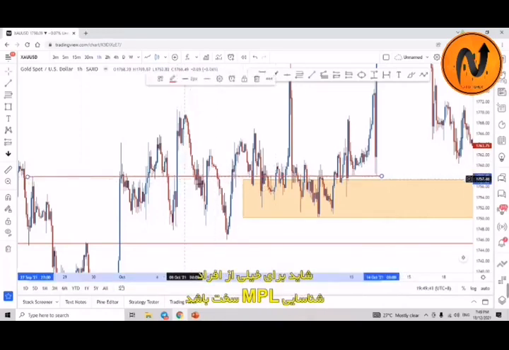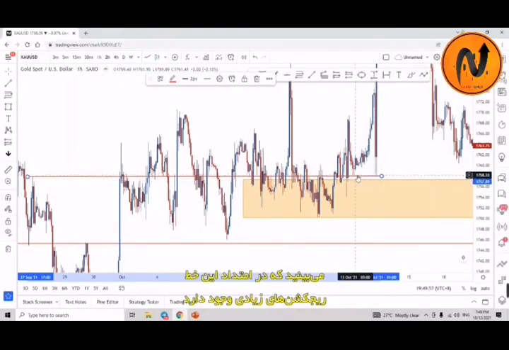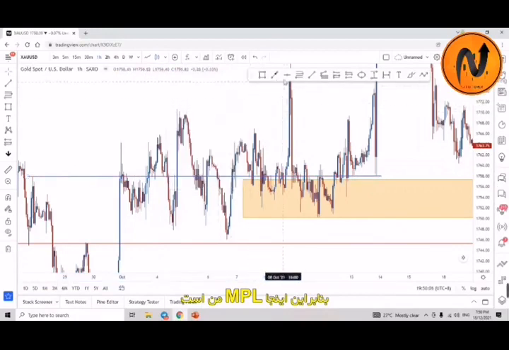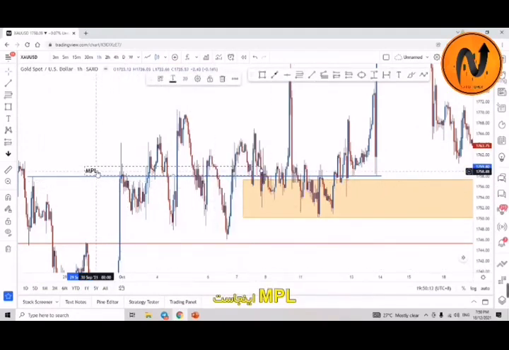For a lot of people, they might have difficulty identifying the MPL, all right? But it needs time for you to practice. So this is a very, very strong rejection point. You can see the price keeps rejecting along this line, all right? A very strong rejection. So this is my, wait a minute, okay, this is my MPL, maximum pain level. All right, maximum pain level, it is over here.